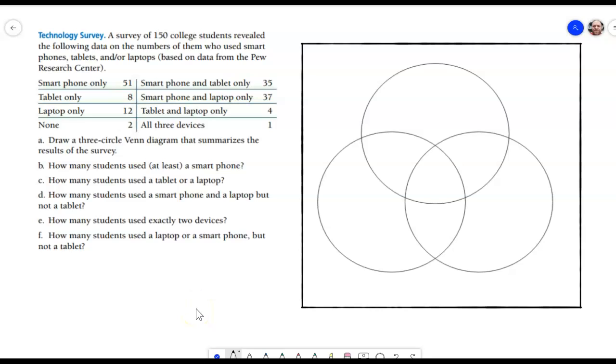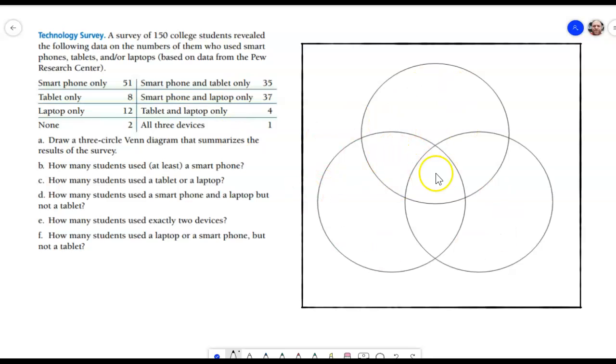Today I want to take a look at an example from section 1C. This is on Venn diagrams, and this is similar to number 66 in the exercises. This is just a little bit on how to interpret Venn diagrams, and it starts by giving us some data here, and we want to create a Venn diagram from it.